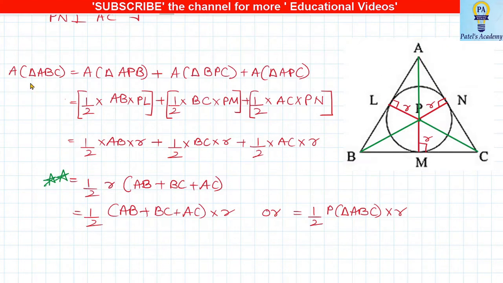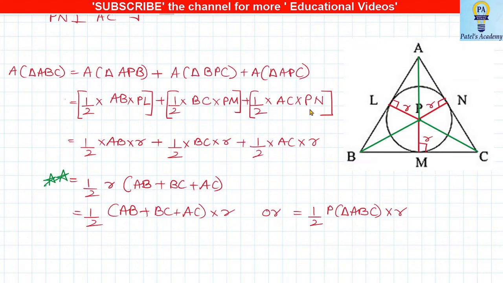So can I write? See the first step. That is area of the whole triangle ABC is equal to the sum of the areas of these three triangles. Now if you carefully look at the figure, that is triangle APB. The formula for area of triangle is half into base into height. So the base is AB and the height is R, that is PL. So for the first triangle I have written half into AB into PL. Same way for the second triangle I am writing half into the base BC and the height PM, and similarly for the third triangle it is half into the base AC and the height PN.